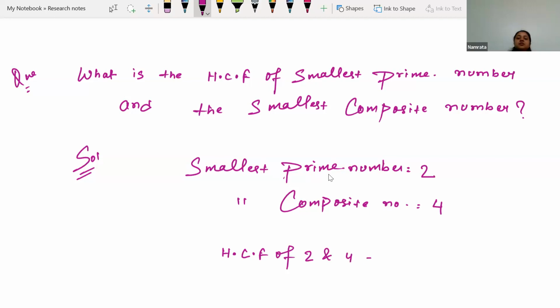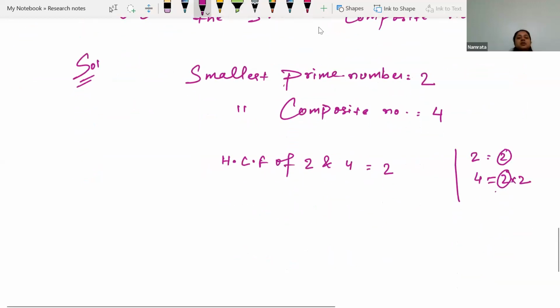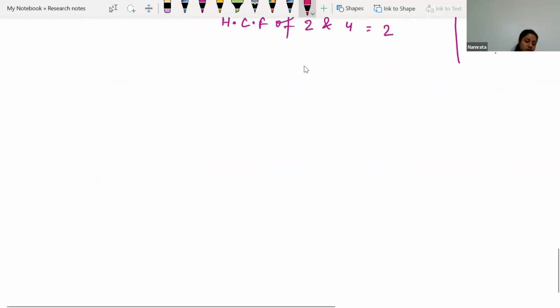what will be the HCF of 2 and 4? It's 2 only, because if you want to go by the factorization method, 2 has only one factor, that is 2 only, and 4 is 2 times 2, and for the highest common factor, we just take the common one. That's why the HCF is 2 only. If you want to check by long division, that also you can do. Let's do the next question.